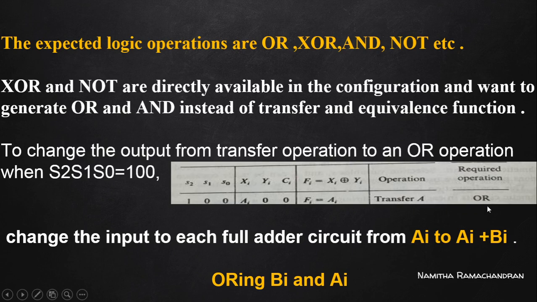That means the expected logical OR operation is obtained by making this change over this Xi input. Instead of passing Ai along to this Xi, transfer Ai plus Bi to this Xi. Then this full adder circuit transfers Ai plus Bi, that means Ai OR Bi, to the function output or the full adder output. This transfer now becomes equivalent to our logical OR result.